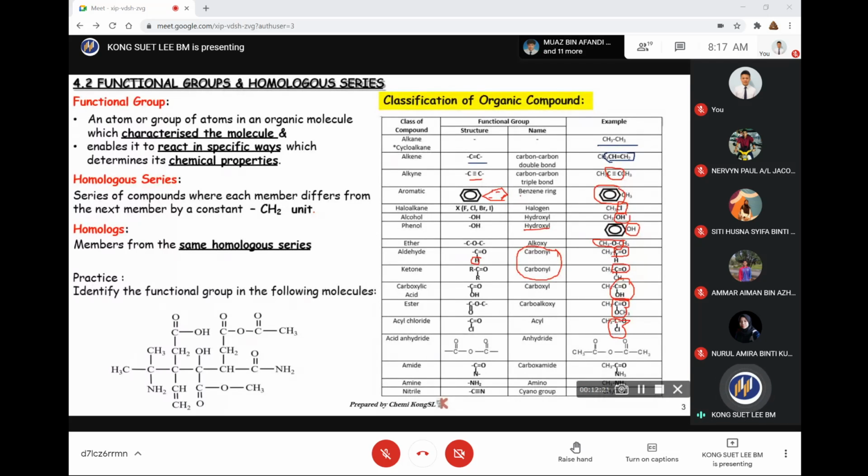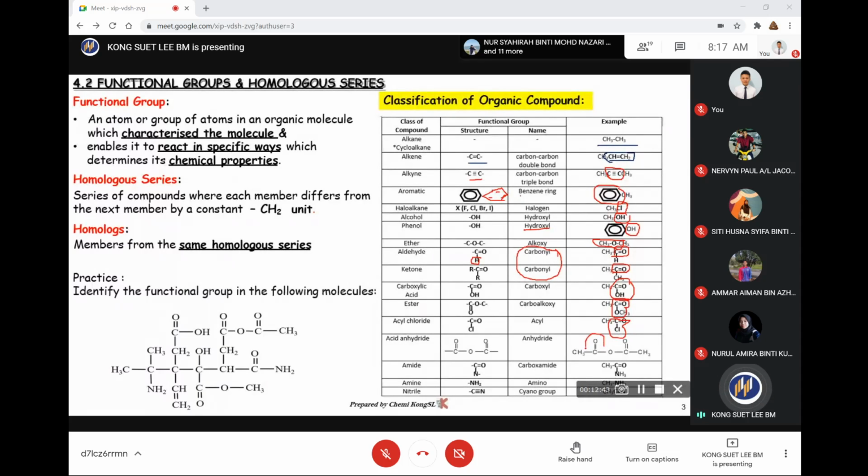You cannot separate C double bond O like this. C double bond O is carbonyl and then Cl is halogen. Cannot. So that's why I remind you all again, when there is a C double bond O, you check the left, right, up and down. Is there anything? Okay, so there is an O over here, COC double bond O, carboalkoxy, ester. This one is C double bond O, Cl, acyl chloride.